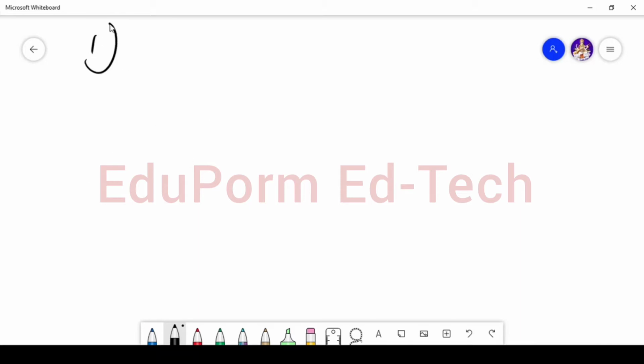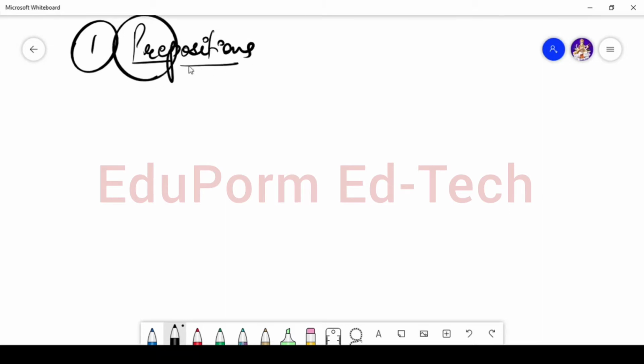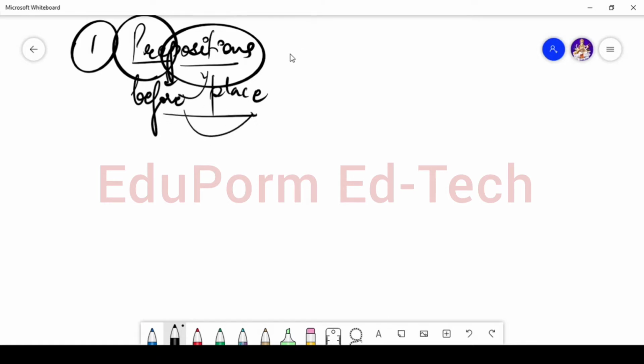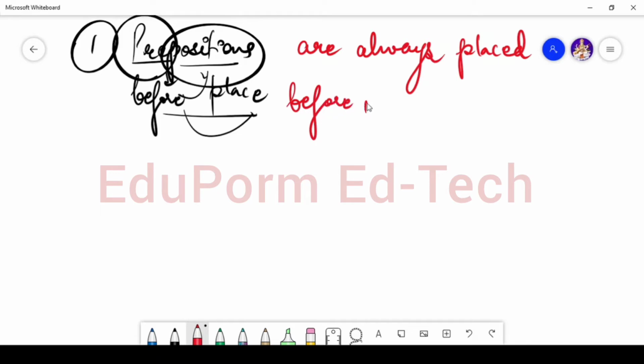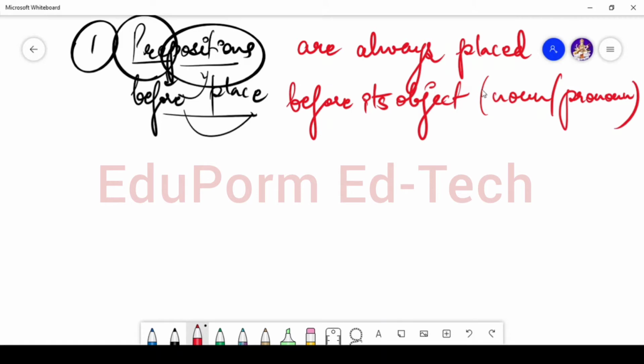Okay, first of all, always remember that prepositions are placed before. Position means place, pre means before. Okay, so prepositions are always placed before its object, that means noun or pronoun. So prepositions are always placed before its object, that is noun or pronoun.